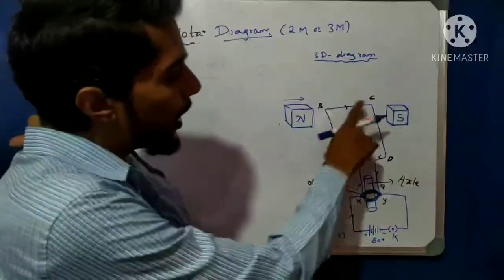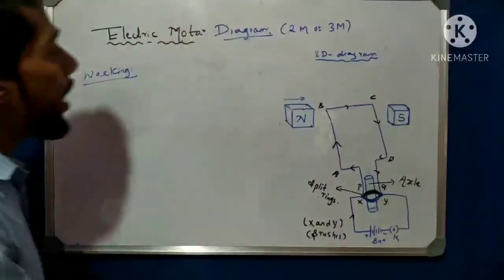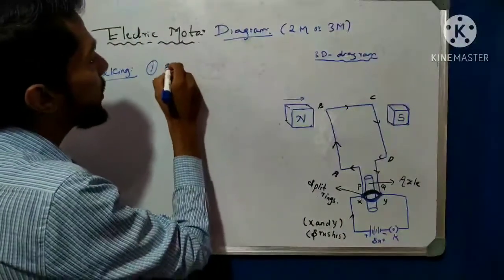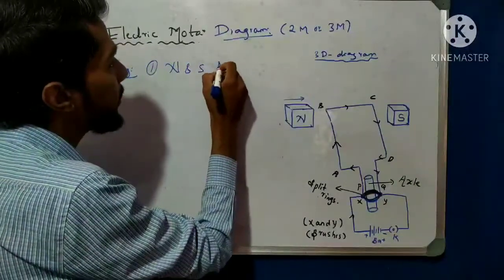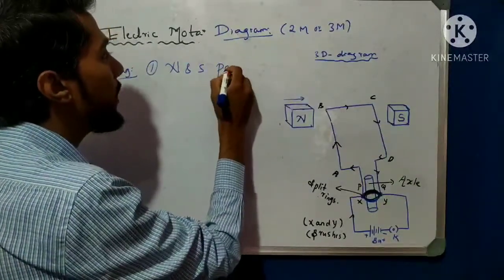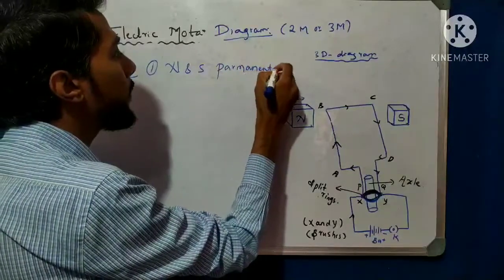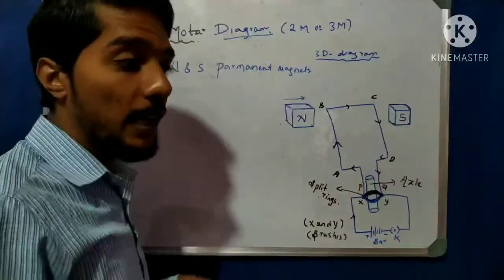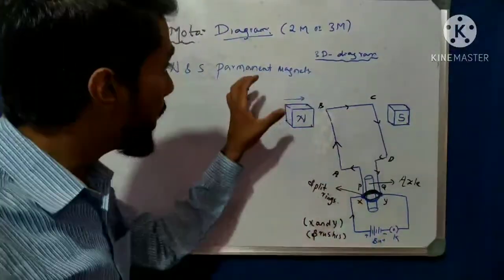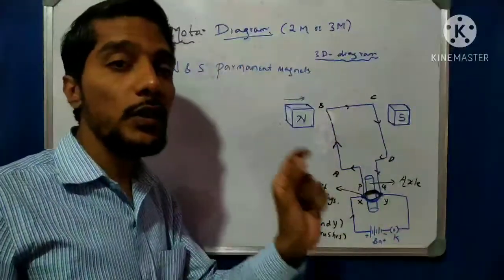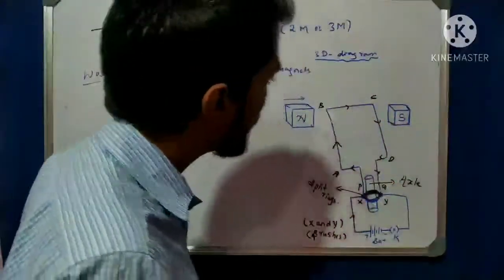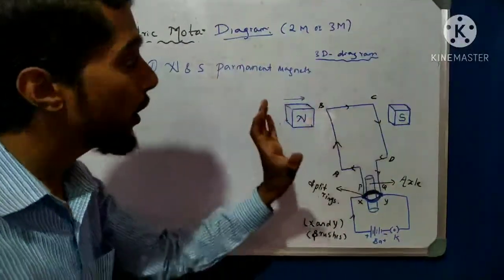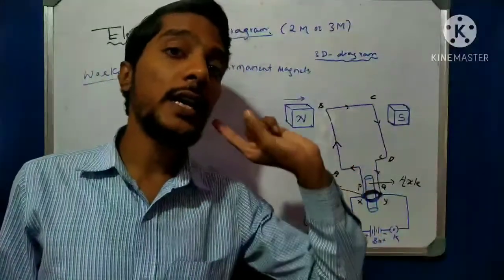So here see, it is a coil ABCD. We know that N and S are what? Magnets. Permanent magnets. That is very important. These are permanent magnets, but commercially we do not use permanent magnets. When we come to commercial motors, we use electromagnets. But this is not commercial, it is a simple device, so we use permanent magnets. In this diagram, it is permanent magnets. If they ask about commercial motors, you write electromagnets.